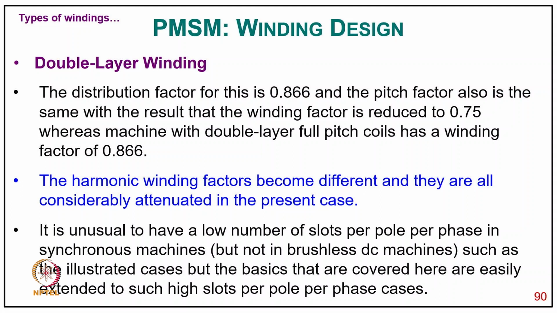It is unusual to have a low number of slots per pole per phase in a synchronous machine, but not in the brushless DC machine, such as the illustrated case. But the basics that are covered here are easily extended to such high slots per pole per phase cases.